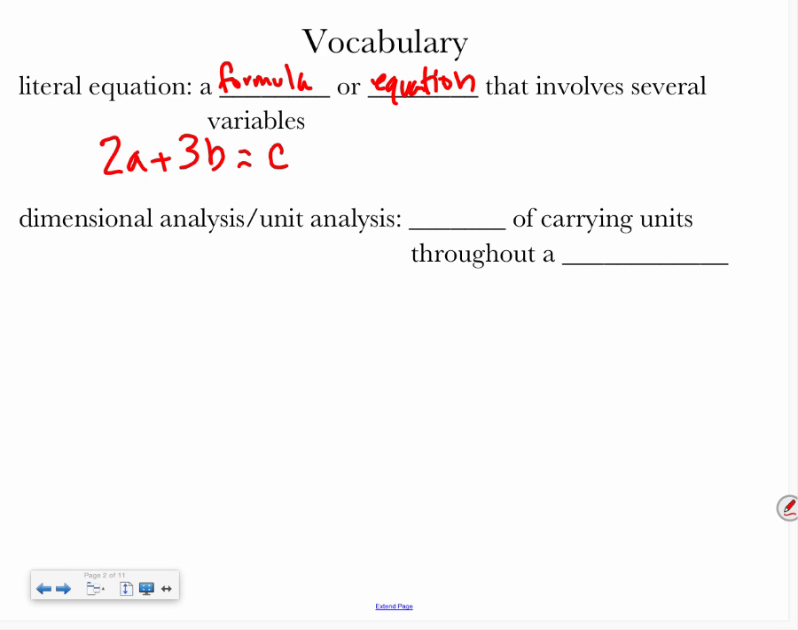Dimensional analysis also goes by the name of unit analysis. Okay, so dimensional analysis and unit analysis are the same things. And what it is, it's a process of carrying units throughout a computation.